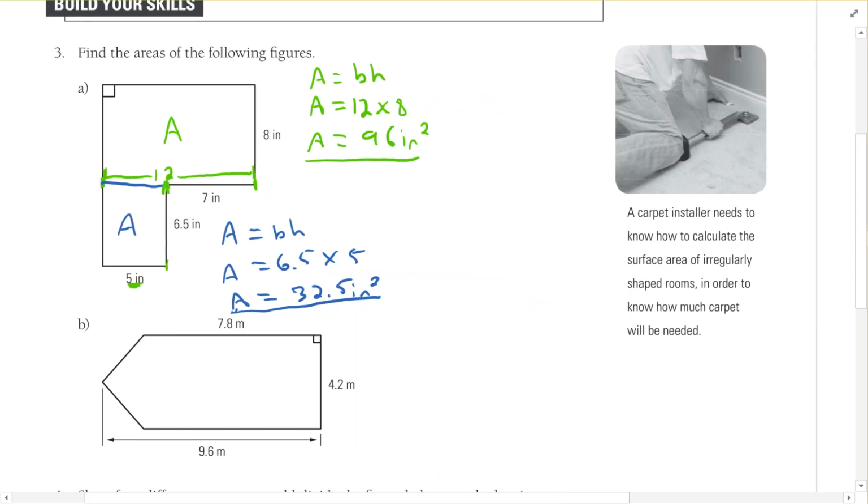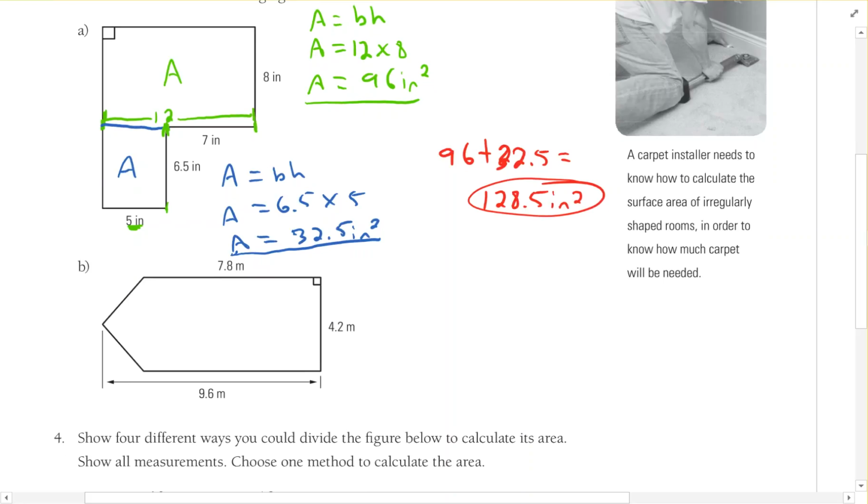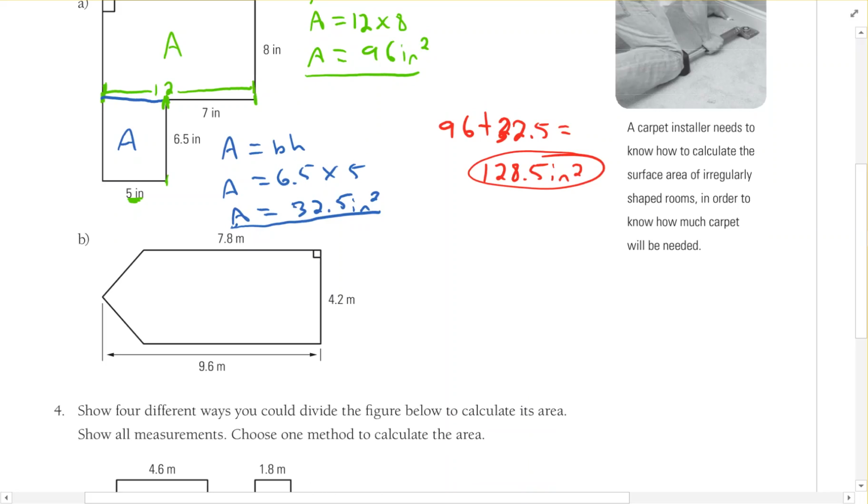Okay, and then all I've got to do is add those two numbers together. So we'll go 96 plus 32.5. Wow, brain's not working right now. 32.5 is equal to, what is it equal to? 128.5 inches squared. And then circle your answer. So that, yeah. Okay, so that's that one.